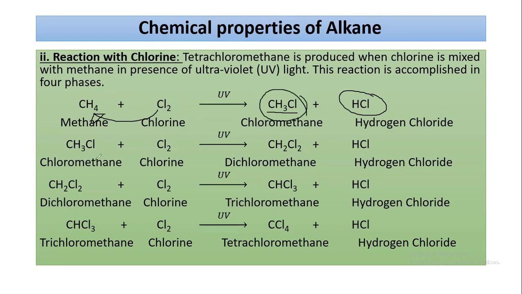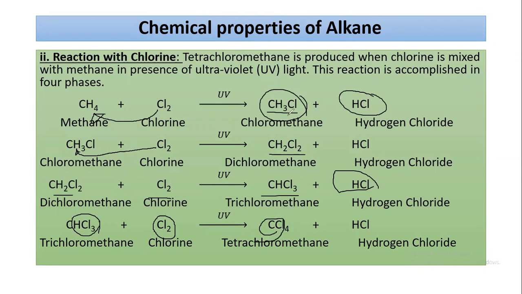Similarly, chloromethane reacts with chlorine. Here, 1 hydrogen atom is also replaced by 1 chlorine atom. Here, increasing of chlorine atoms and decreasing of hydrogen atoms occurs and produces methylene chloride. Similarly, dichloromethane reacts with chlorine and produces trichloromethane or chloroform and hydrogen chloride. And trichloromethane also reacts with chlorine and produces tetrachloromethane.